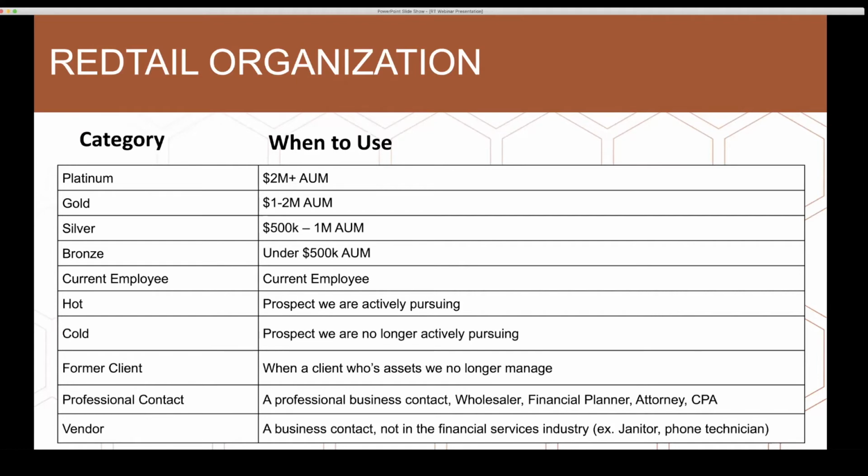I keep cold prospects in the database because I've had communication with them. I have notes on them. Even though we're no longer actively pursuing them, if they were to call back in 10 years and say, hey, I came into a giant inheritance and I want to continue the conversation with you, I don't want to look disorganized because I don't have any clue who this person is. I still want to be able to pull up their information within Redtail.